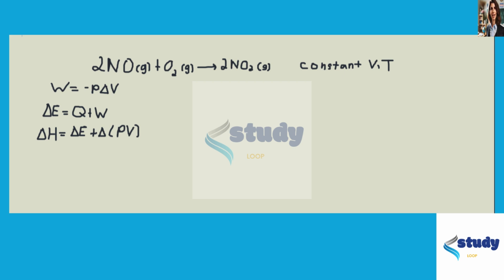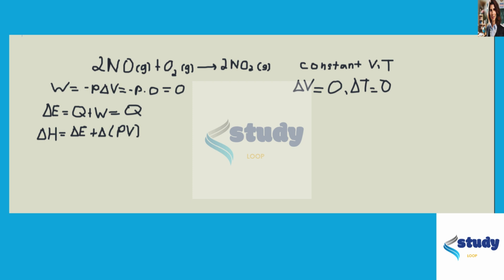So we're dealing with a constant V in this case. So delta V is equal to 0, and we're also at constant temperature, so delta T is also equal to 0. Work is equal to negative P times delta V. And since delta V is equal to 0, we're going to have negative P times 0 is equal to 0. No work is being done in this scenario. That means delta E is equal to Q plus W. Since W is 0, delta E is equal to Q.